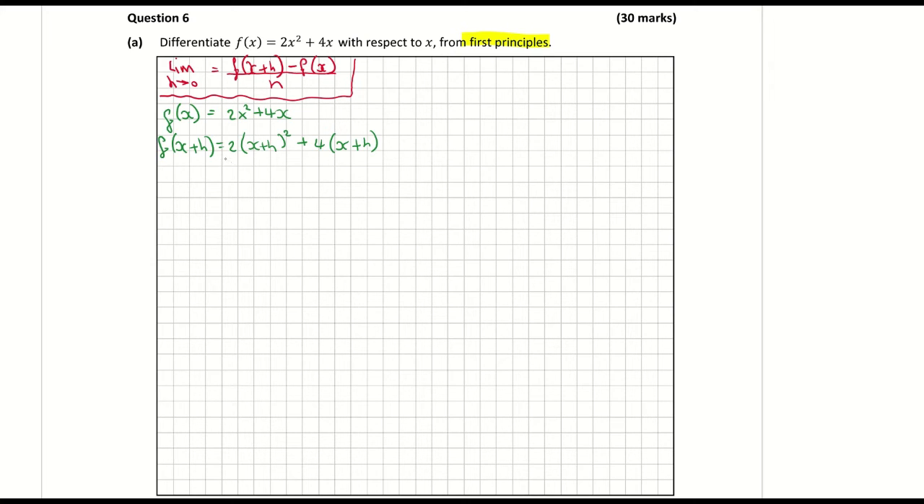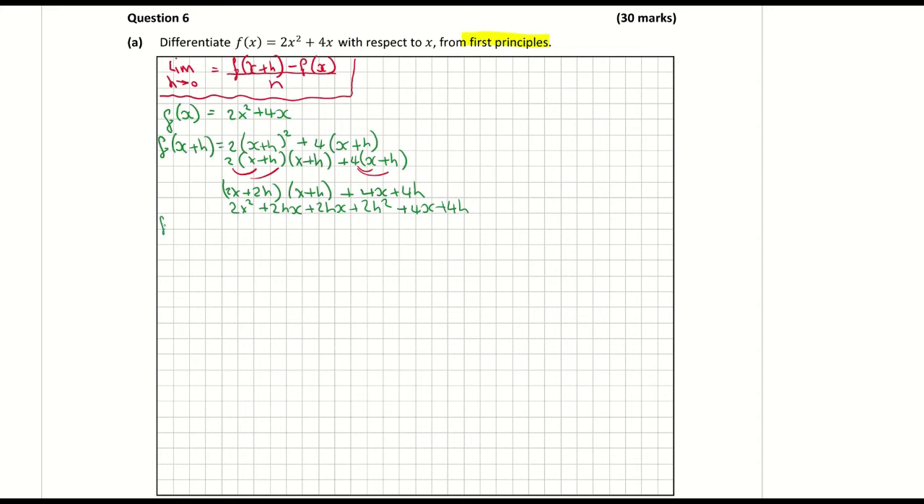Now I need to tidy that up, so I need to multiply out these brackets. Something squared means it's by itself, and then 4 times x plus h. Multiplying this in, I'm going to multiply into 2 first of all. That gives me 2 times x plus h times x plus h, plus, and I'll multiply in this 4 now, which gives me 4x plus 4h. Multiplying in these two brackets gives me 2x squared plus 2hx plus 2hx plus 2h squared. And then add on your 4x plus your 4h.